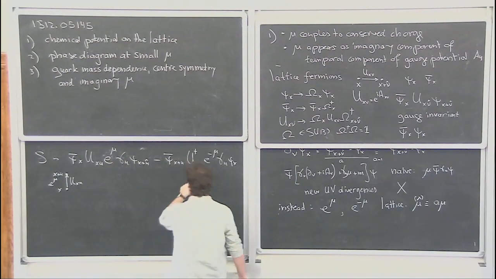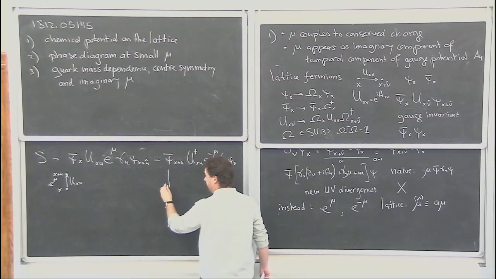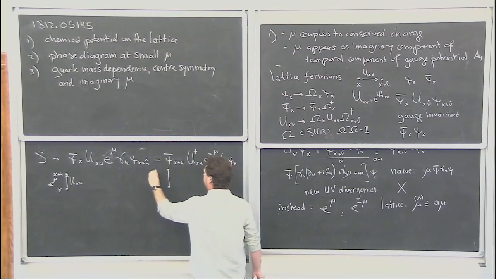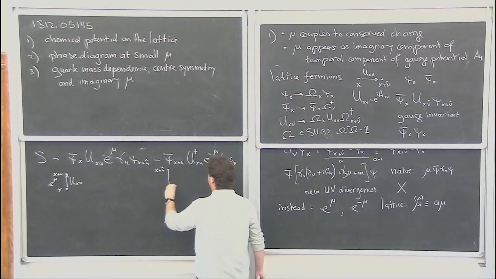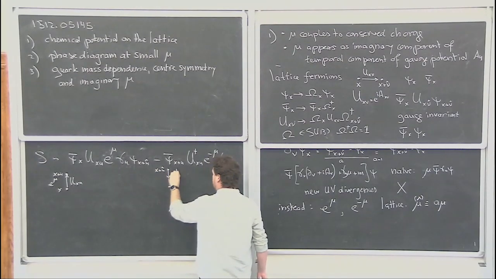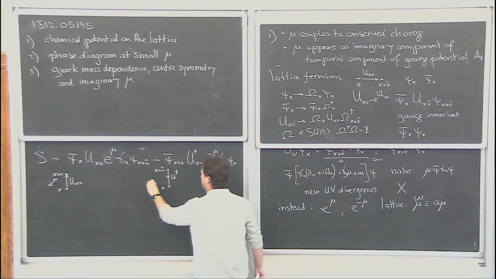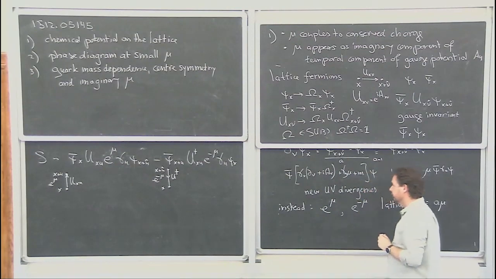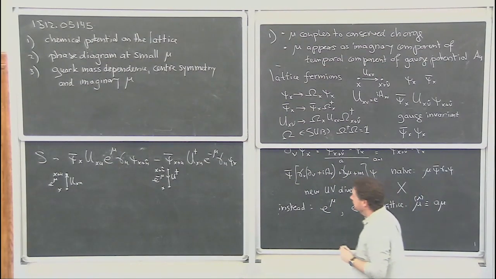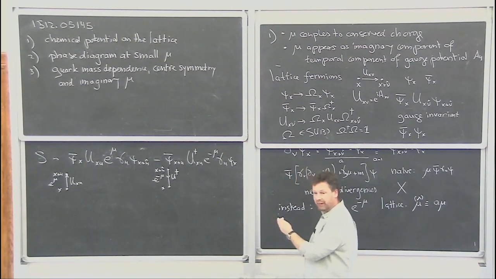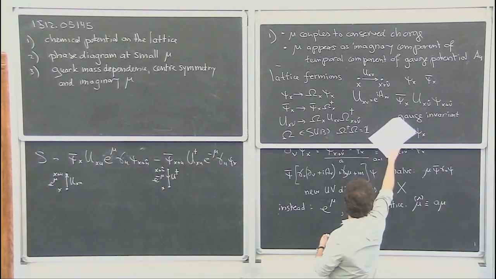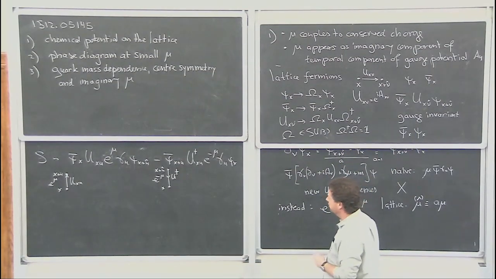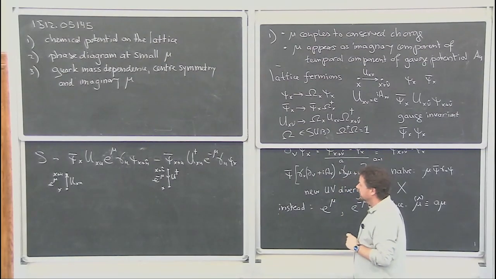And for the backward link, this is to make the action Hermitian when there is no chemical potential. I start at the point x plus 4 and go back, which means I have a U dagger going in the opposite direction, and there's an e to the minus mu going down here. Of course, we only introduce it in the temporal direction, because it's the imaginary component of a gauge potential in the fourth direction, so space terms are not affected, and in the same way the mass term is not affected.